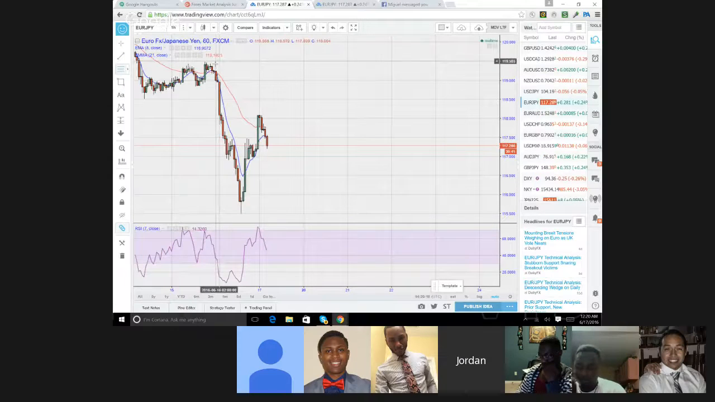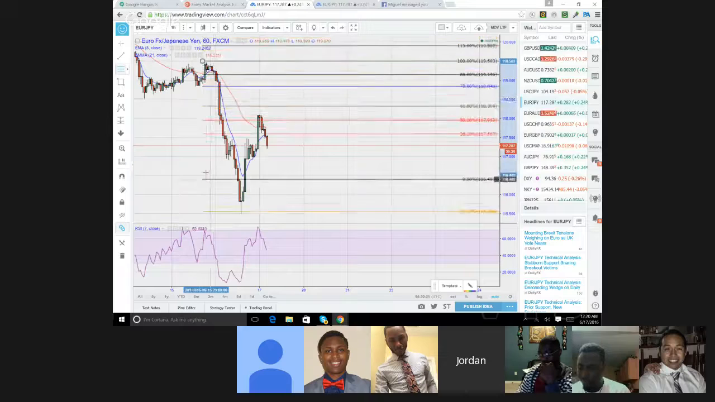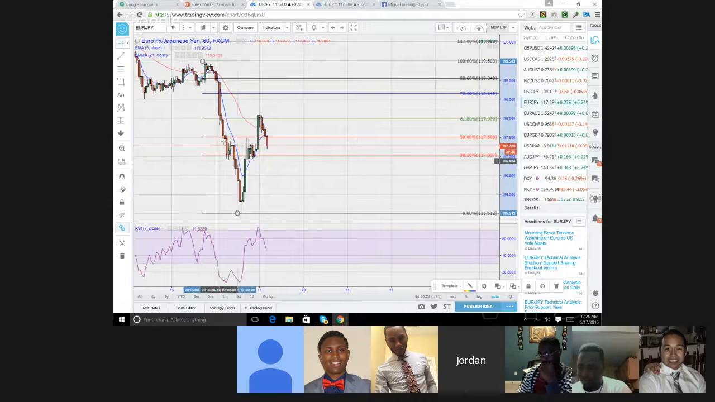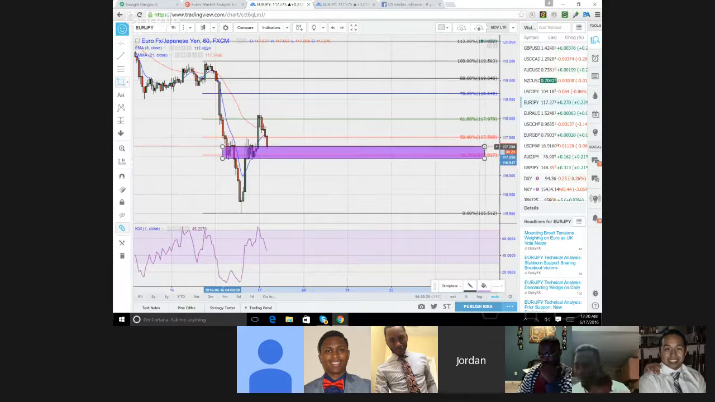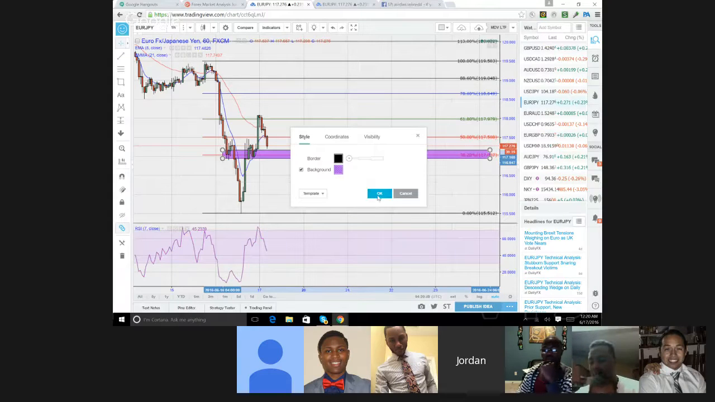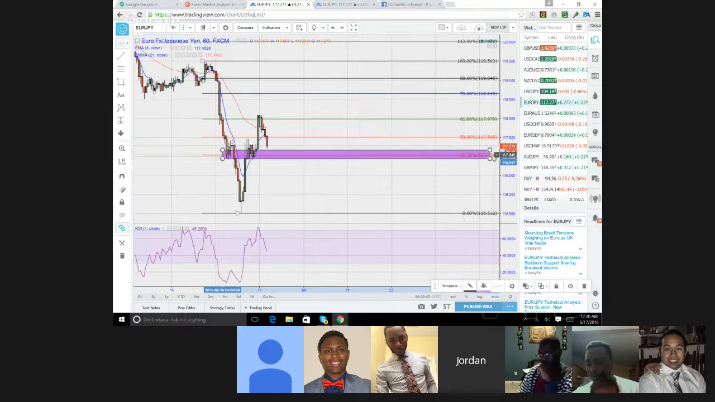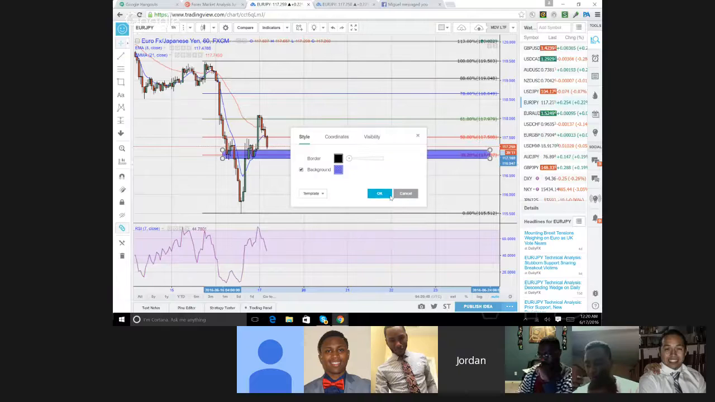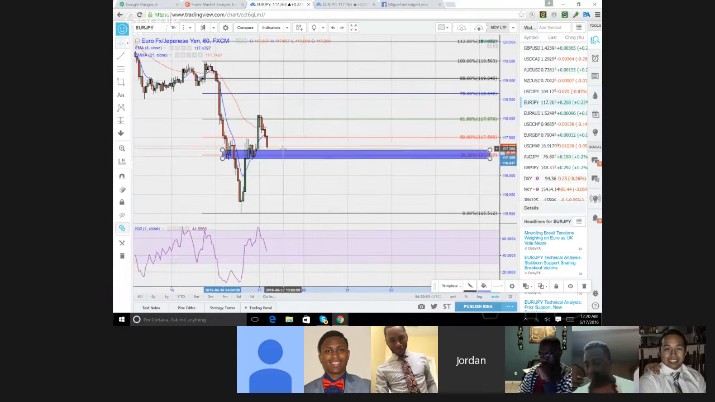I'm going to apply my Fibonacci from swing high back down into swing low. And what do you see? We already had a rejection of this 61.8 level. We're going to see how price reacts to this structure level over here. Let me make it a different color, guys. So we got this structure level right here. If we get a break and a close beneath this structure level, we'll be looking to get short.